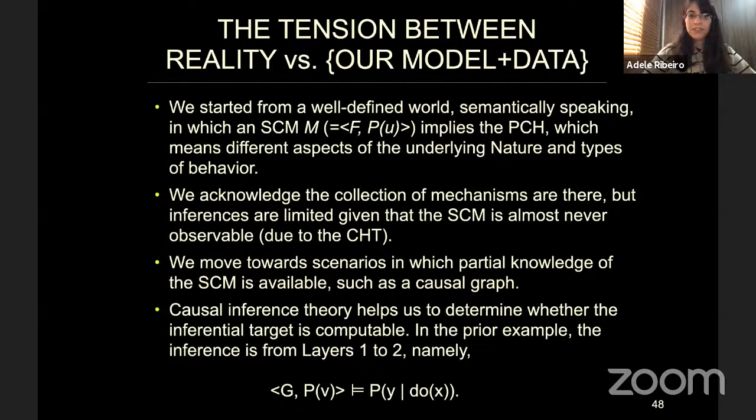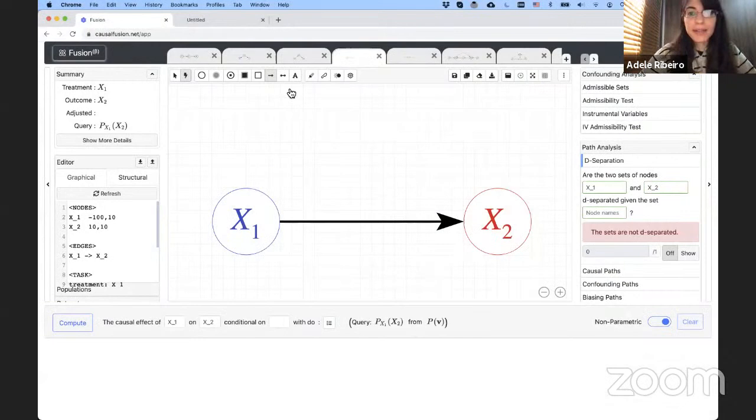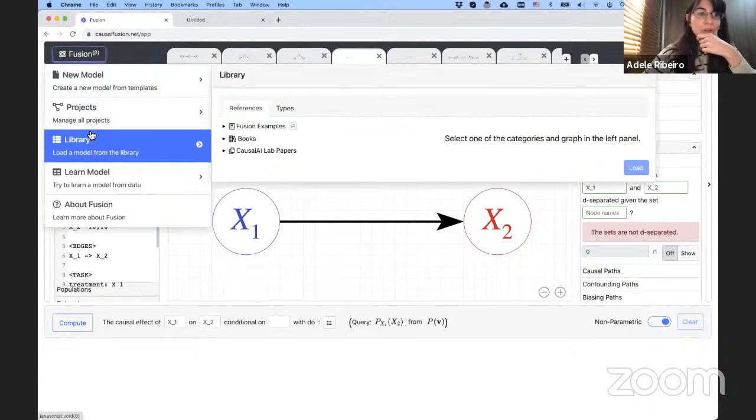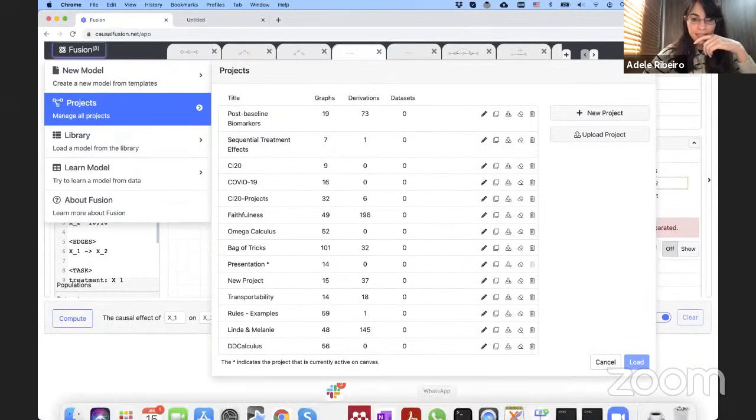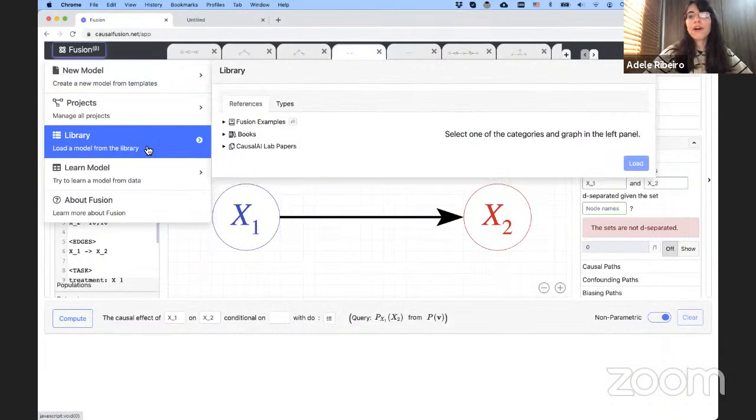I would like to use Fusion now to show you how to do causal identification. Okay, can you see here? I'm sharing the right screen, I guess. So Fusion here has a library that I would like to show you. You can create your own projects, like I have a lot of projects here, but it's already available with a lot of examples.